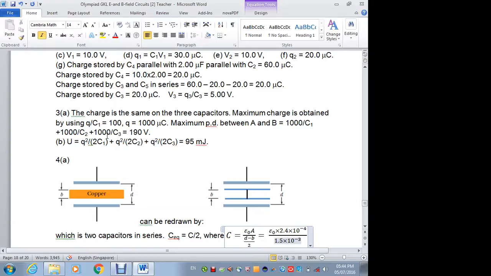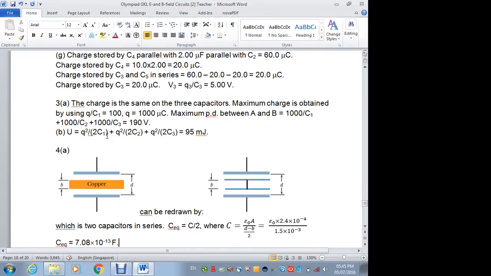C over 2, where C is just epsilon naught A over (d minus b) over 2. You know why d minus b over 2? Because d minus b is the distance between this one and this one, so you have to divide by 2 again to get the separation between the plates. Where do you get this formula? It's from the previous one, C equals epsilon naught A over d. Then just put in all the values, then you will get the answer.